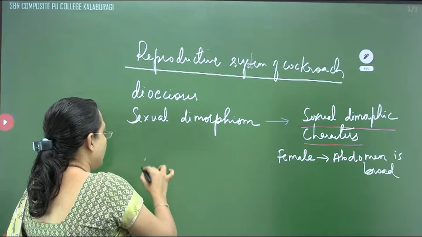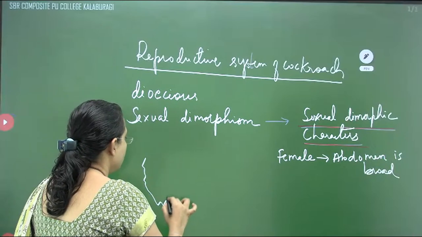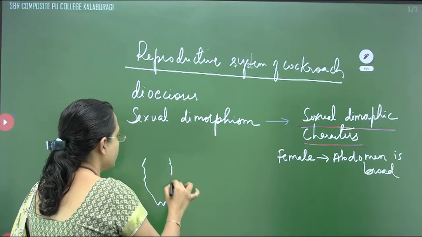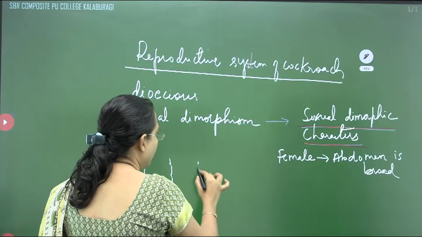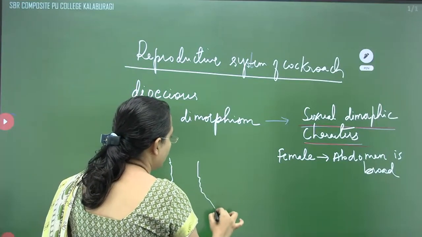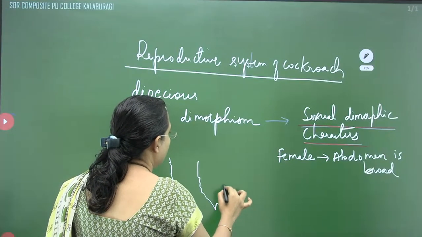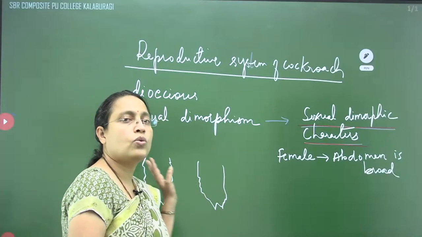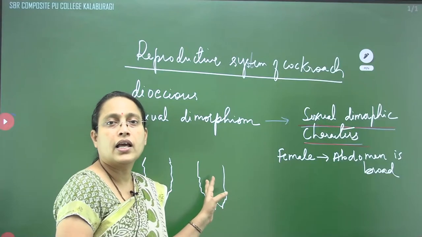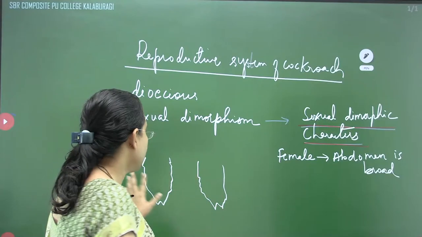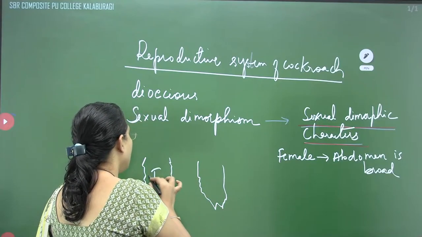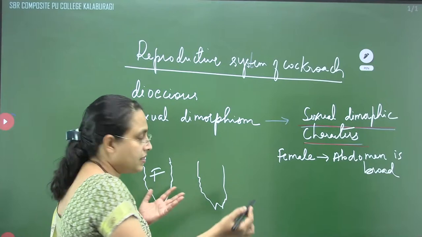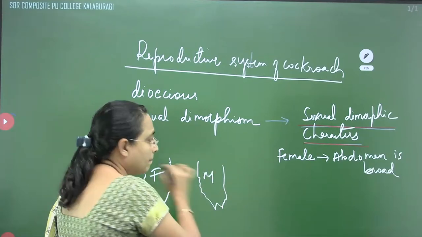if you see the abdomen of a cockroach, female is going to have a broader abdomen, whereas male abdomen is going to be narrower. So that is also one of the sexual dimorphic characters. By this we can say that this would be a female in most of the cases, and this would be a male.